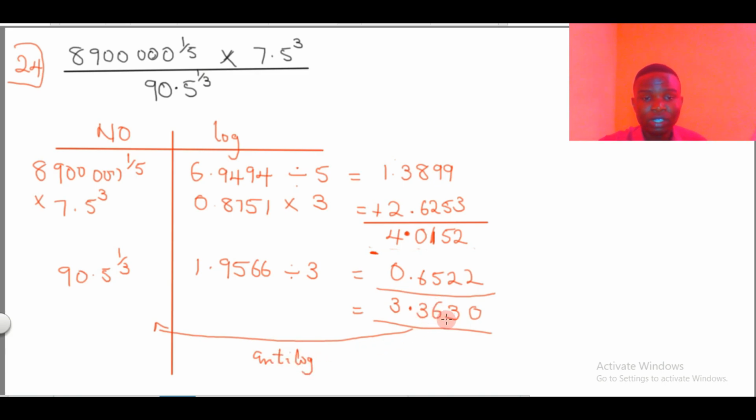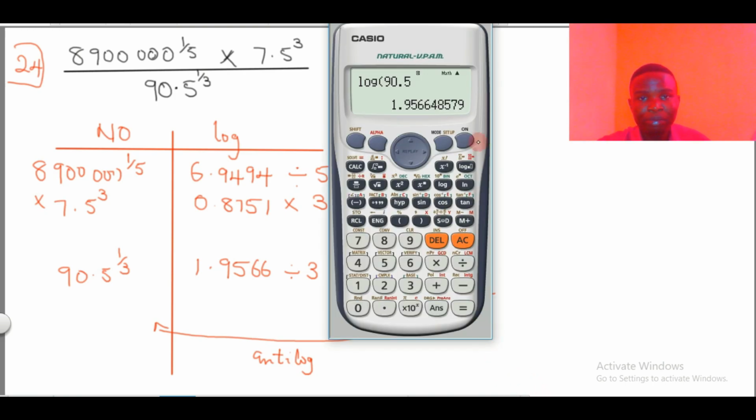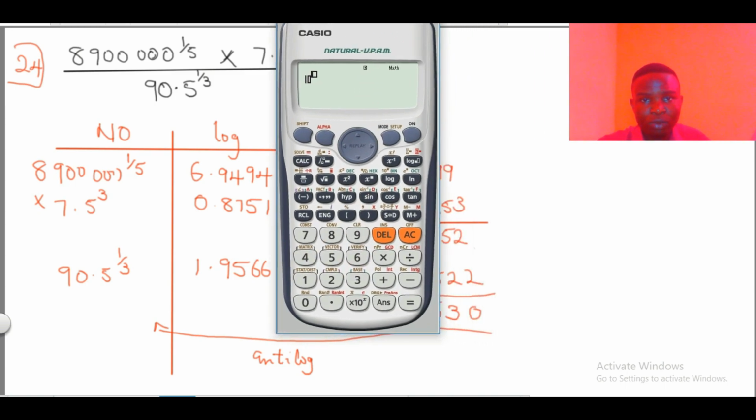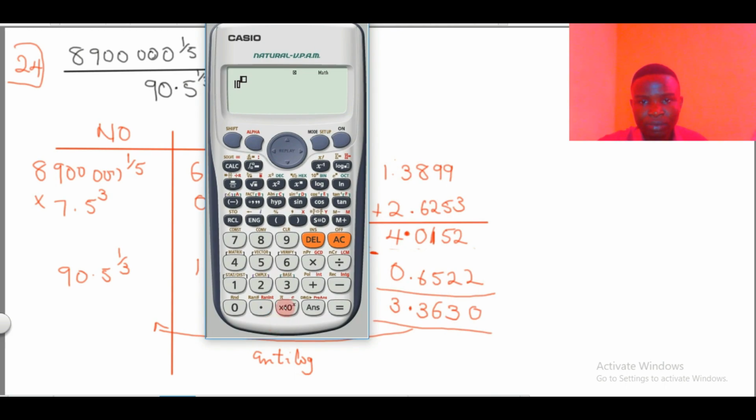So how do we look for the antilog of this number? So the number we're looking for is 3.3630. So I'll come here and press. How do you look for the antilog? You press shift and then you press your log and then put in the value there. The value there we're looking for is 3.3630.